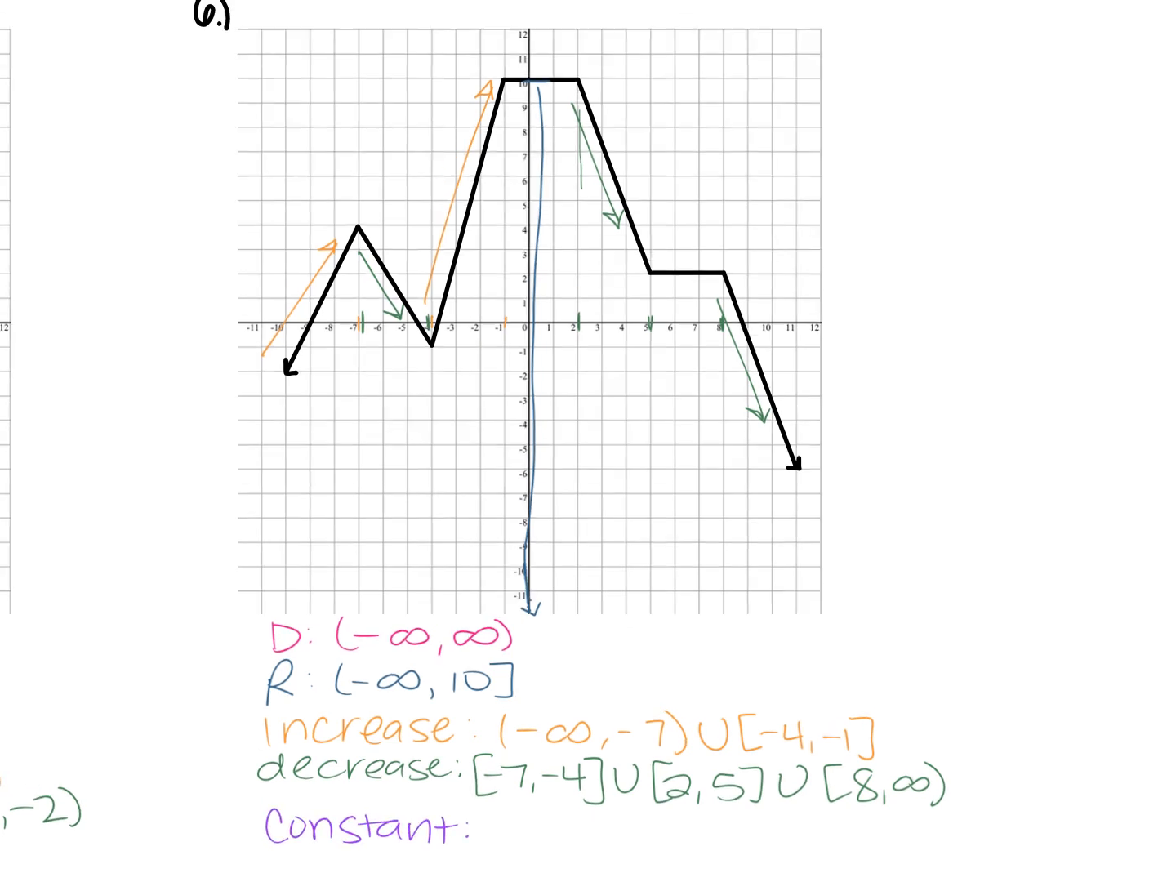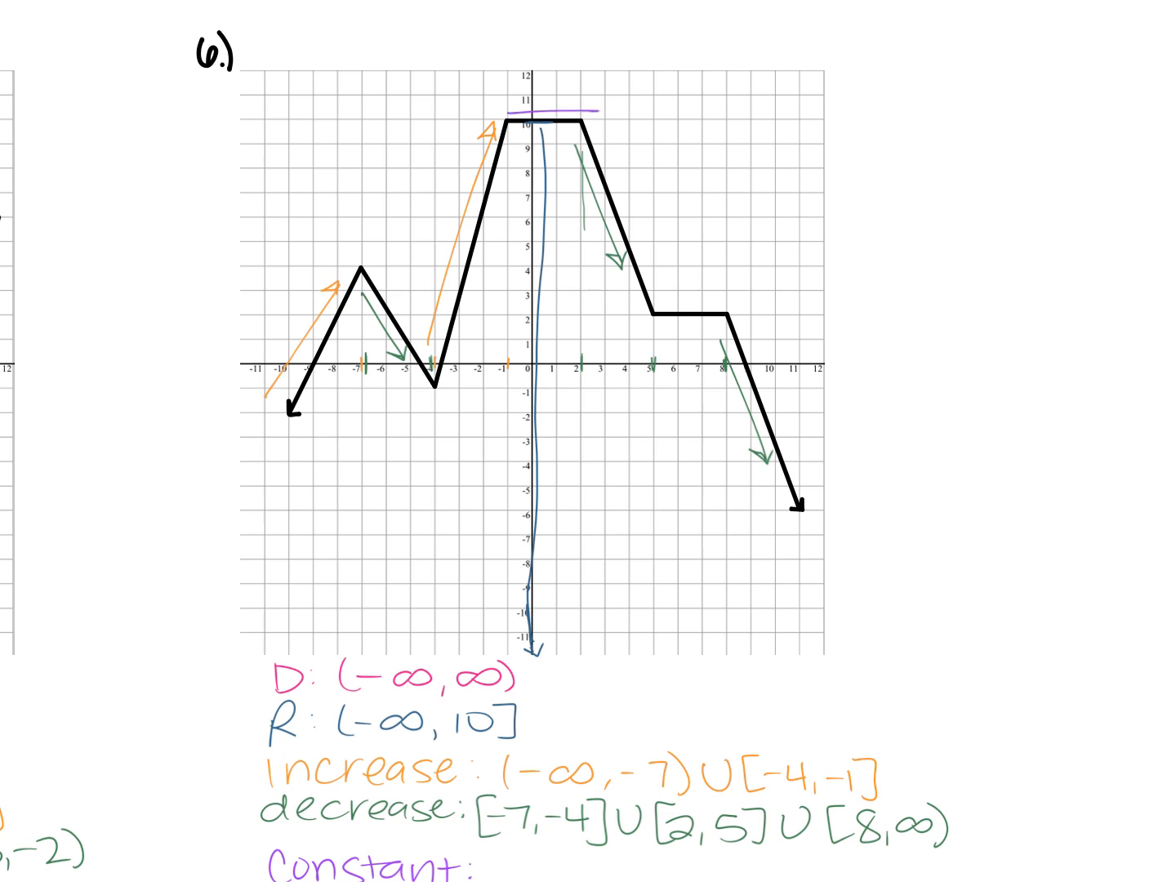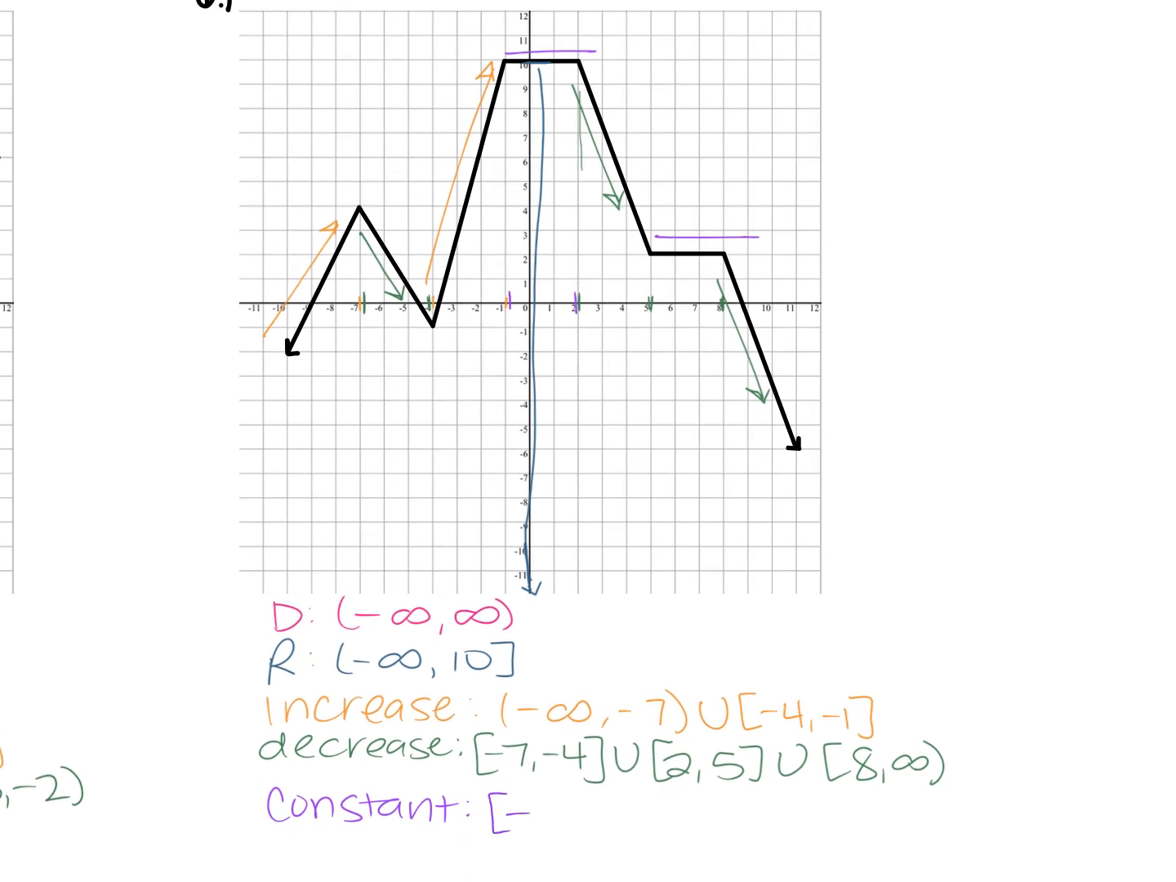Lastly, you have your constant, and you have two of those. You have one here and one here. So that goes from negative 1 to positive 2, with a union from 5 to 8.